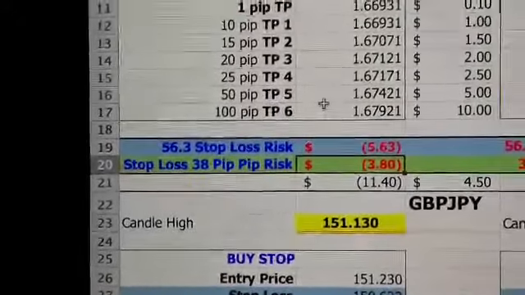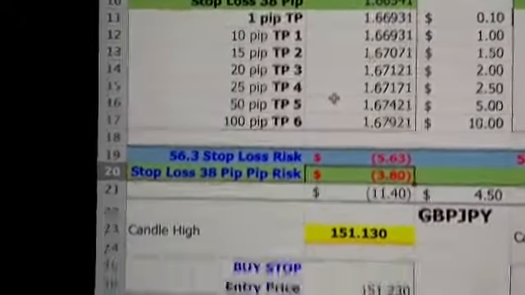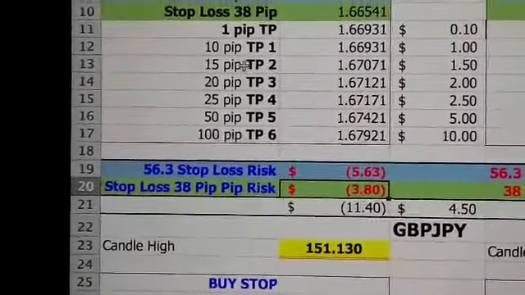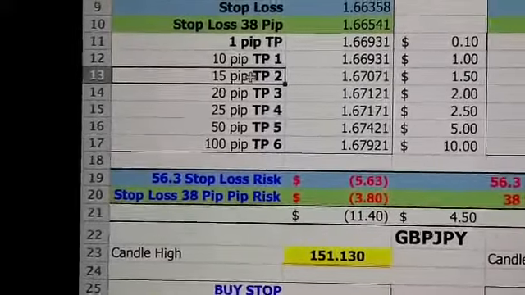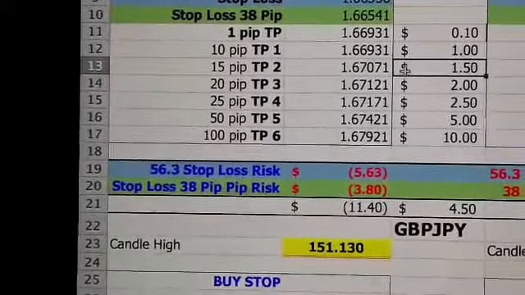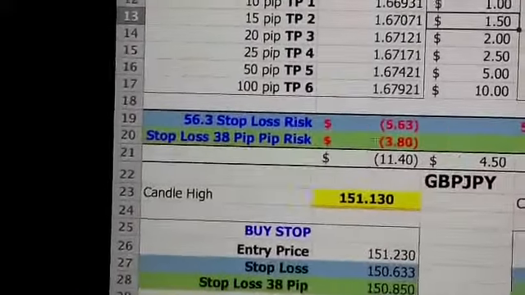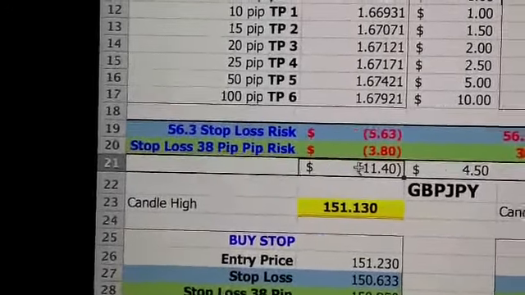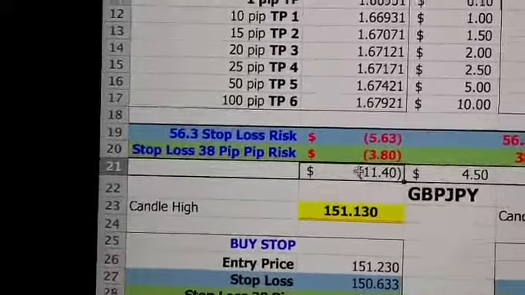Okay, so let's say, for instance, I like doing 3 entries. I do 15 pips, 3 entries. I have the potential of making $1.50 for every entry. But if I do lose, I'm going to lose $11.40. And that's a lot of money on a $100 account, right? So you really got to be careful.